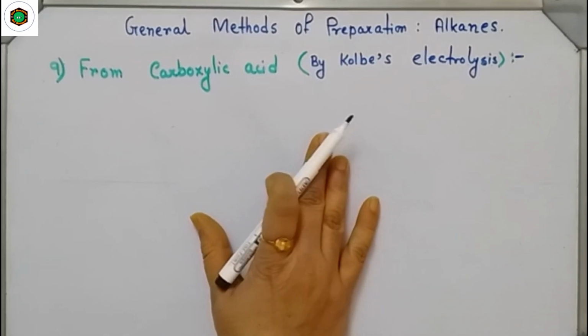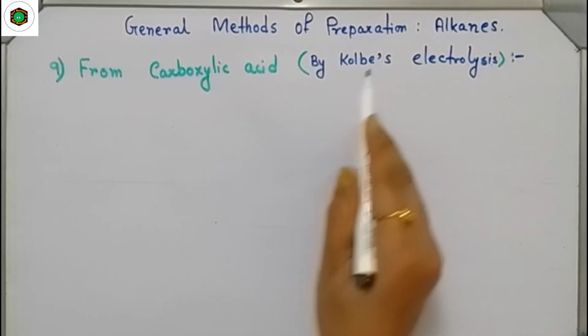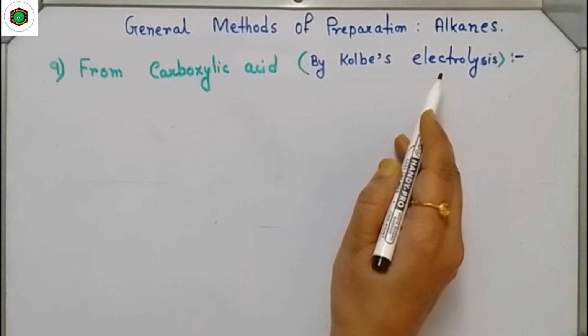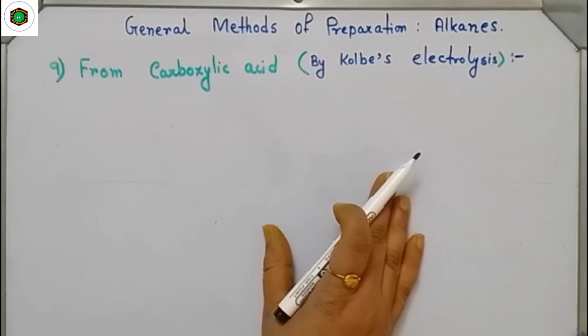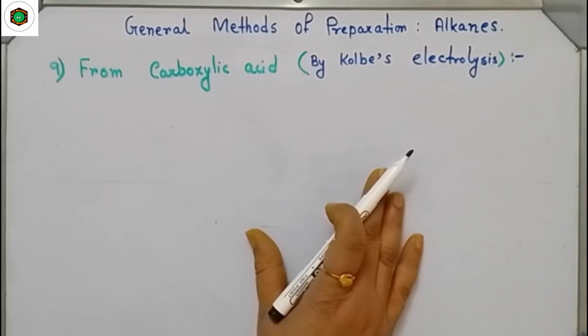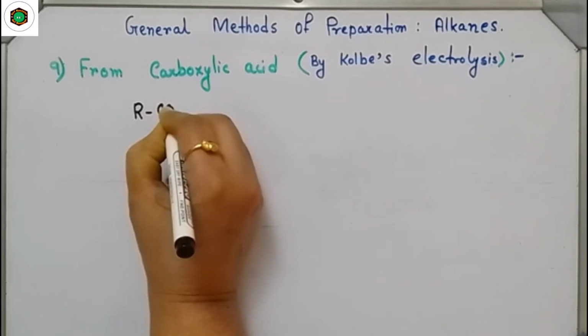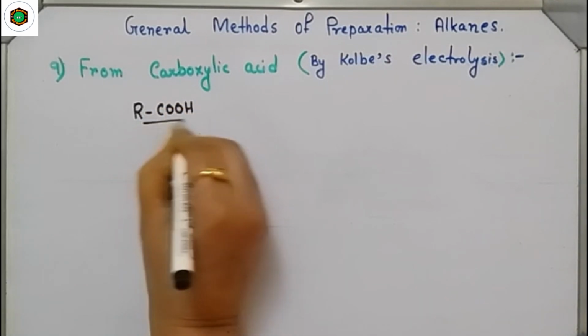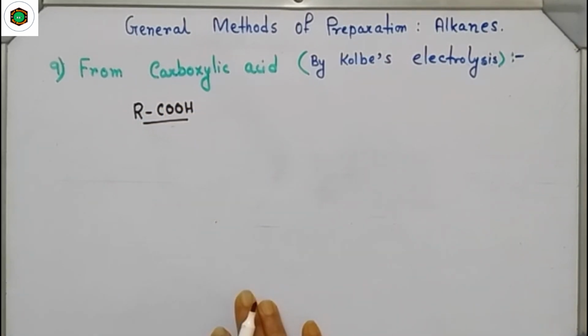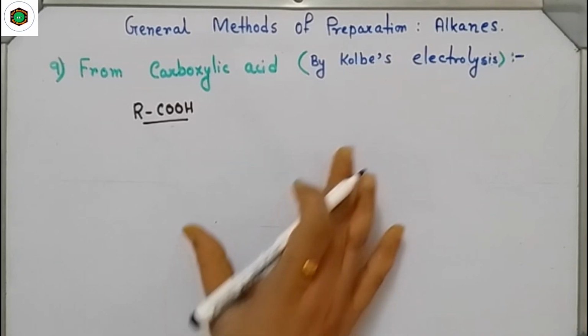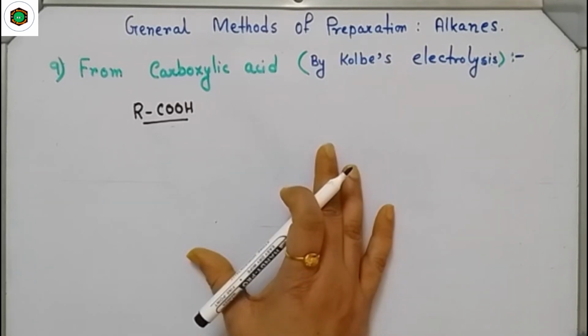Next method is from carboxylic acid by Kolbe's electrolysis. An aqueous solution of sodium or potassium salt of carboxylic acid. Carboxylic acid means RCOOH. Its sodium or potassium salt on electrolysis gives alkane as the major product.